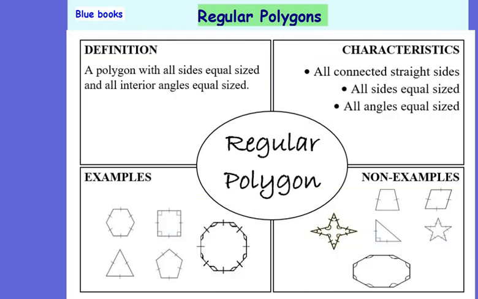Okay, this is what I came up with. I said a polygon has got sides that are all equal sized and interior angles that are all equal sized. I said characteristics, again it's got to be connected with straight lines, all sides have got to be equal, all angles have got to be equal, and I've drawn some examples and some non-examples. Yours might look slightly different. Make sure you've got something written in your dark blue books.